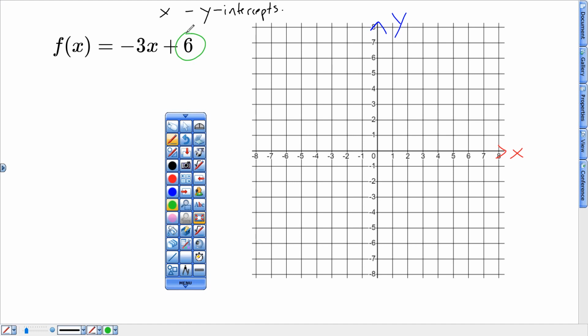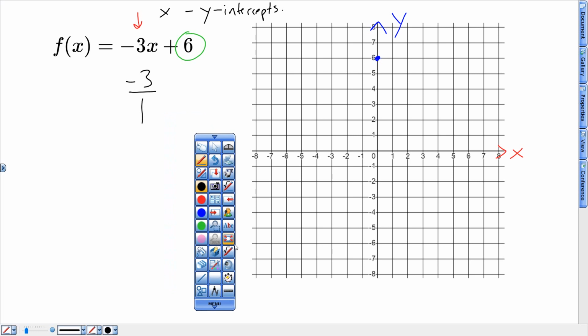All right, as I move on here, 6 goes right here on the y-axis. And then from there, I'm going to use this number in front of x, my rate of change, going down by 3, writing that as a ratio. Any number can be written over 1 if it's not a ratio already. Telling me from that point 6, every time I go over 1, I go down 3, right 1, down 3, right 1 box, down 3, right 1 box, down 3. Got 3 points minimum, draw a line through those.